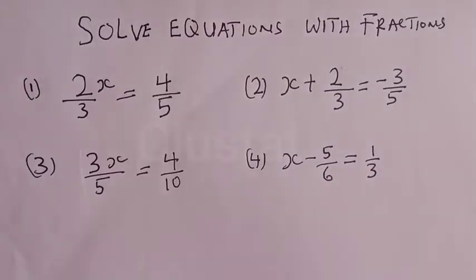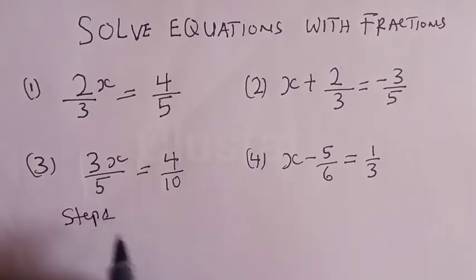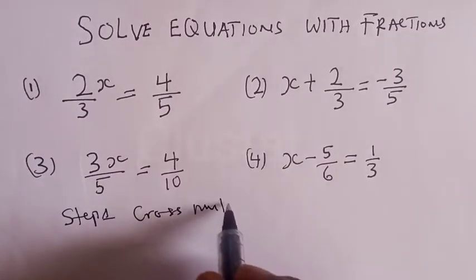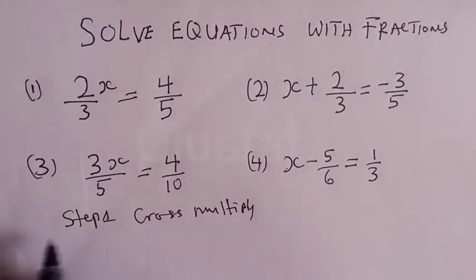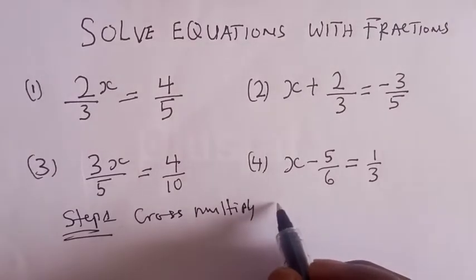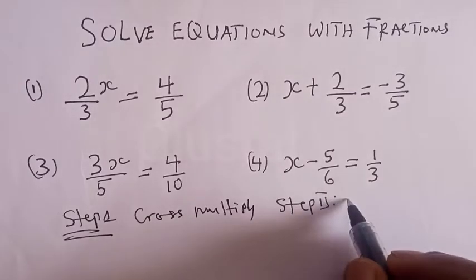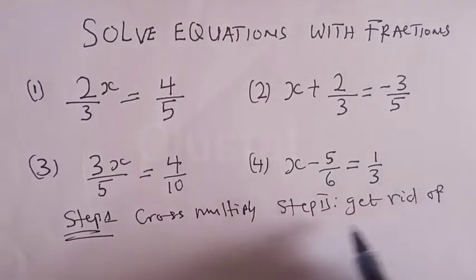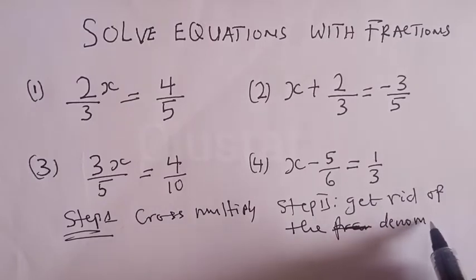Now, in this type of equation, we're going to make use of two methods. The first method, let's call it step 1, is called cross multiply. The second method, step 2, is to get rid of the denominator.